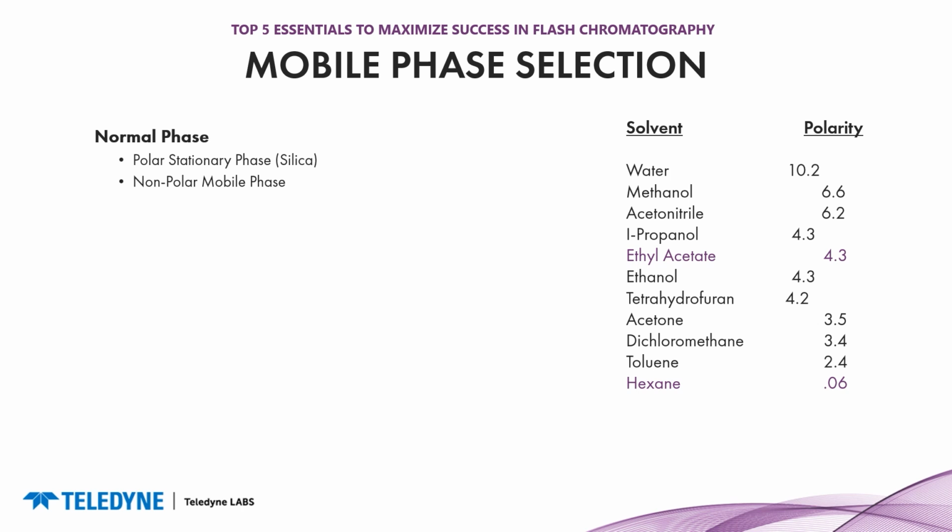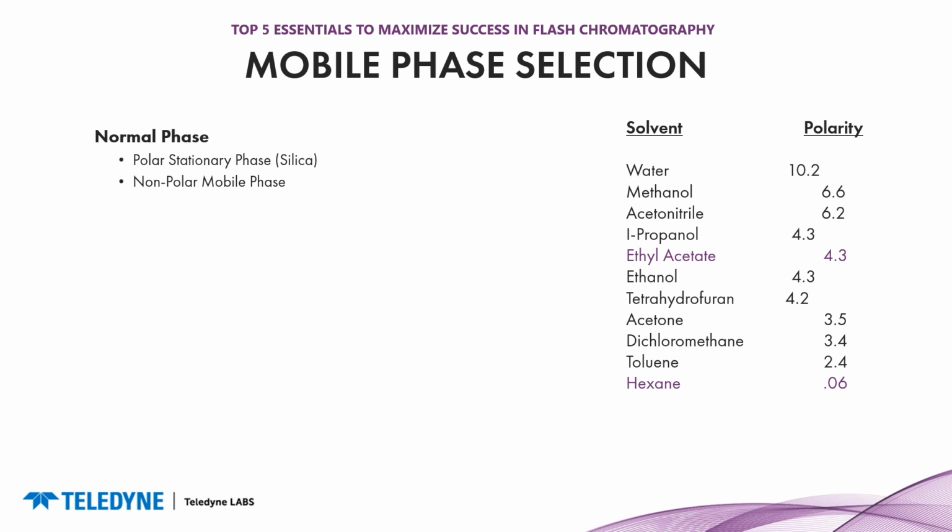So this is going to make ethyl acetate your strong solvent in normal phase conditions because it's more polar, so it's able to interact more with that polar stationary phase. So it's able to pull more compounds off of that silica, off of that alumina, and off of that amine. So most times you're going to be working with a percent of ethyl acetate in hexane when you're working with normal phase conditions.